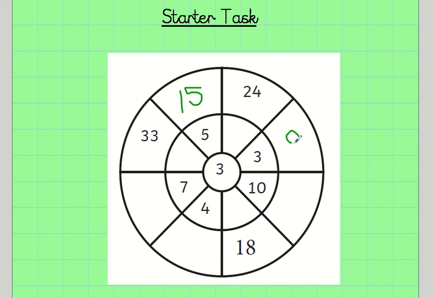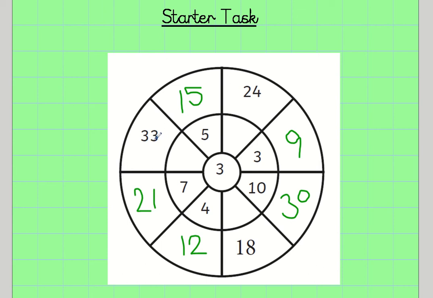3 times 3 is 9. 3 times 10 is 30. 3 times 4 is 12. And 3 times 7 is 21. Then we'll look at the inner rings.